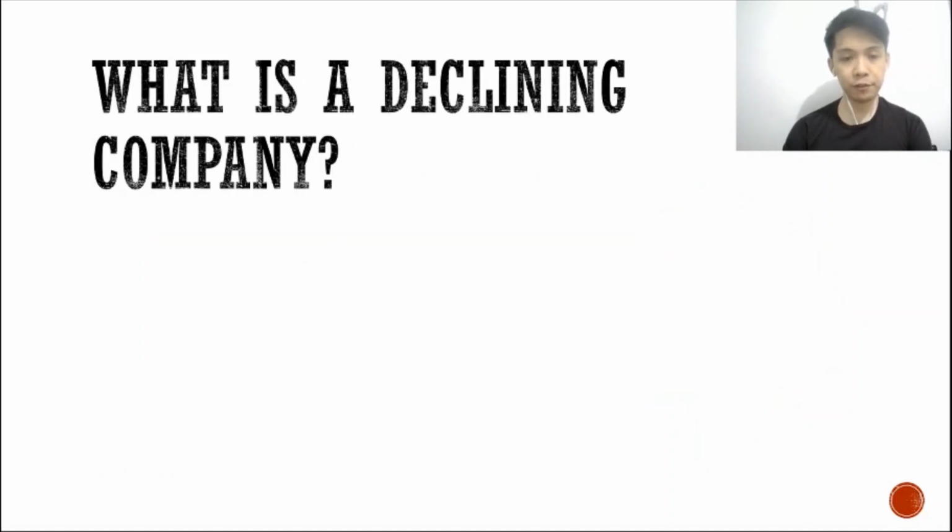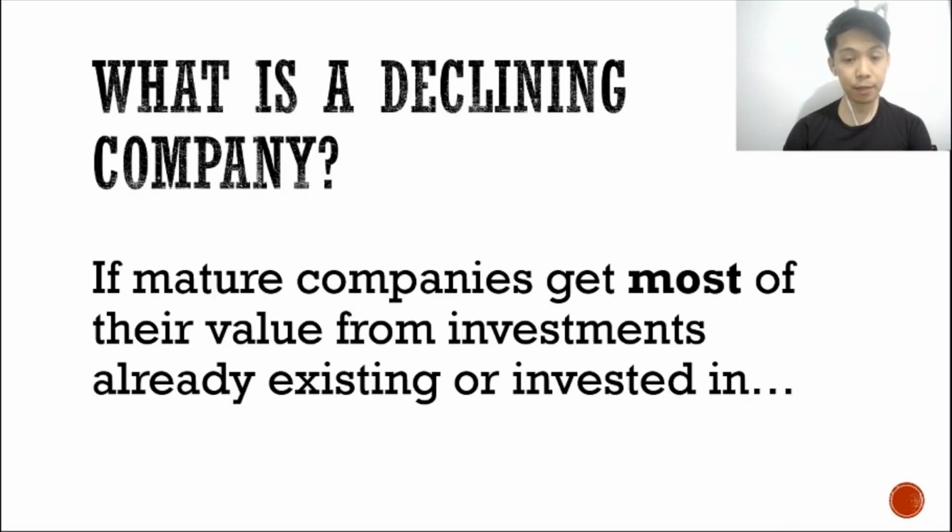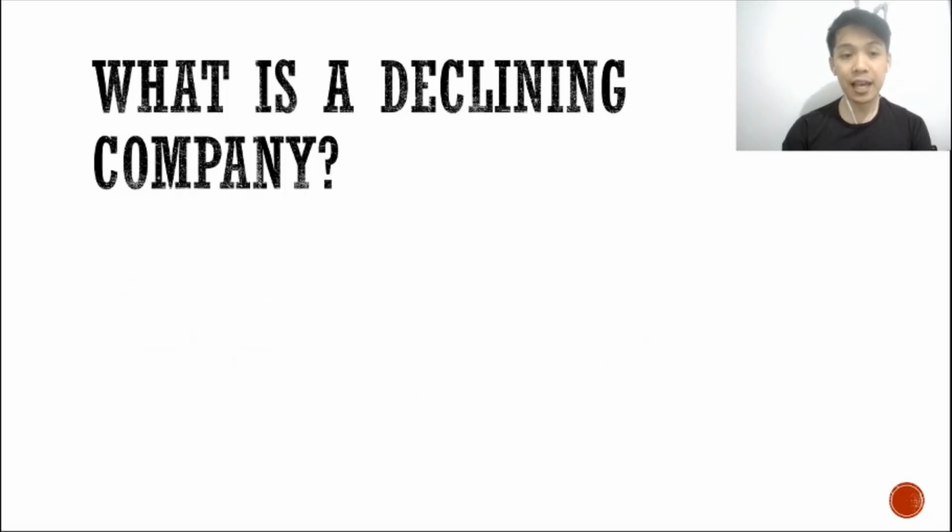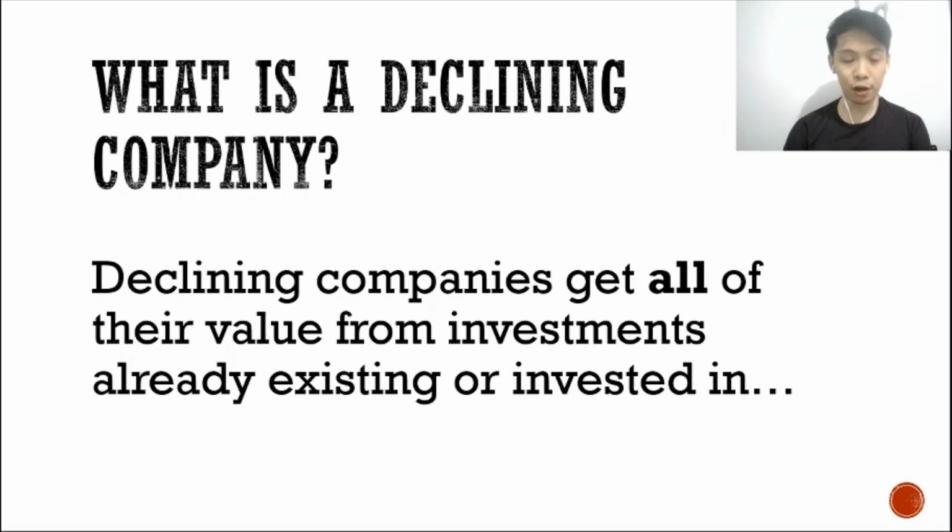From the previous video, we have learned that mature companies get most of their value from investments that are already existing or invested in. So again, mature companies get their value mostly from those investments that were already existing at that point. What then is a declining company? Declining companies get all of their value from investments already existing or invested in.